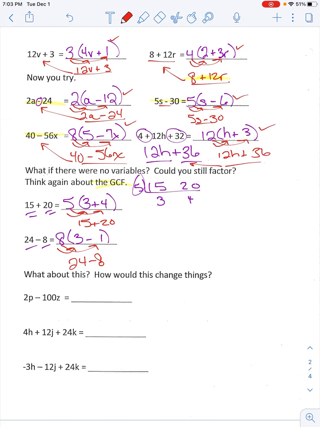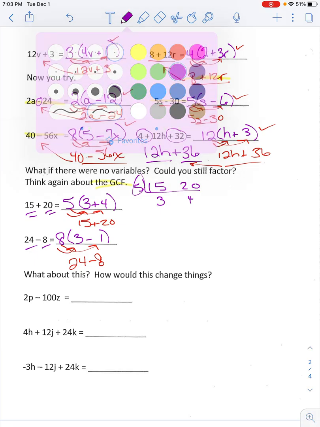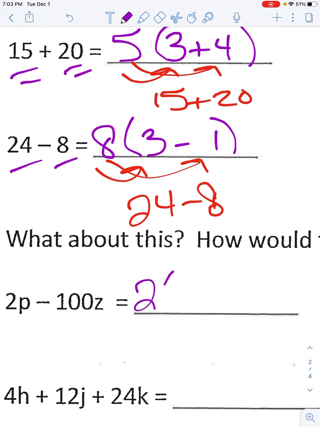And the last set of problems, it says, well, what about this? How would this change things? Well, it doesn't. Kind of ignore those variables for a moment and just think of 2 and 100. What factor do both 2 and 100 have in common? What is the greatest common factor? 2. So we're going to factor out a 2.